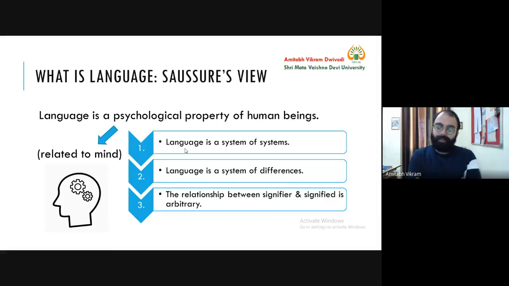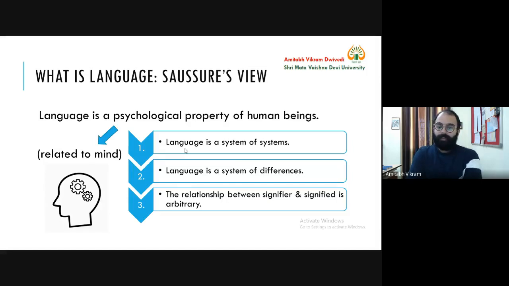So these minute details, like you replace one sound with another sound, one letter with another letter, and then there is a difference. So language is a system of differences. Because of differences, language functions. So this is how you can understand this concept, how language is a system of differences.